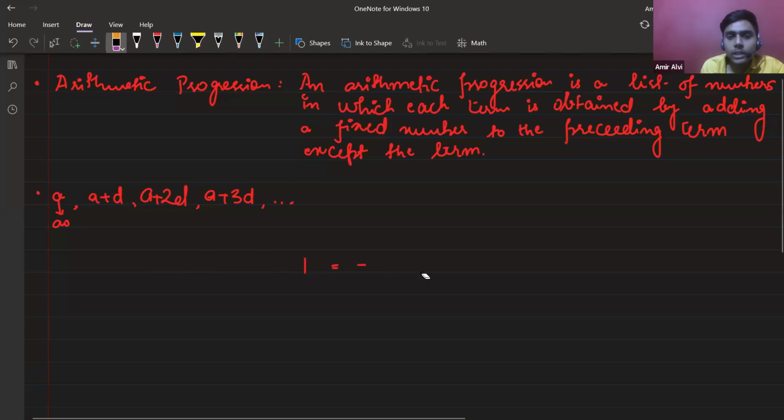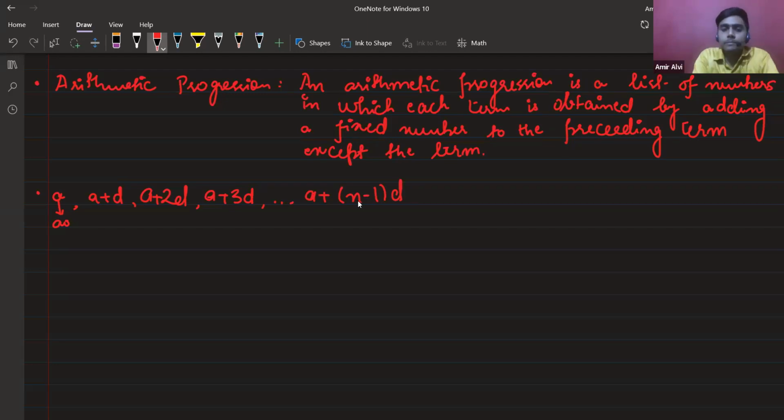So can we conclude from this pattern that the last term of the AP would be A plus n minus 1 into D? Any doubt in it? Okay, that's great. One more thing is that an AP here is finite. It has a finite number of terms. Got it?